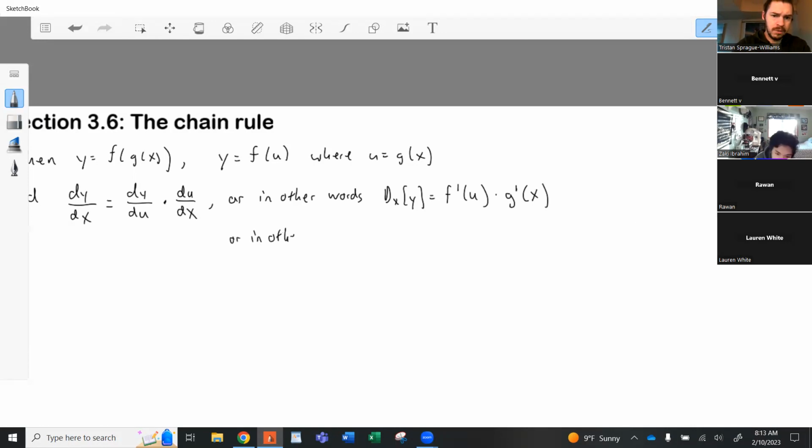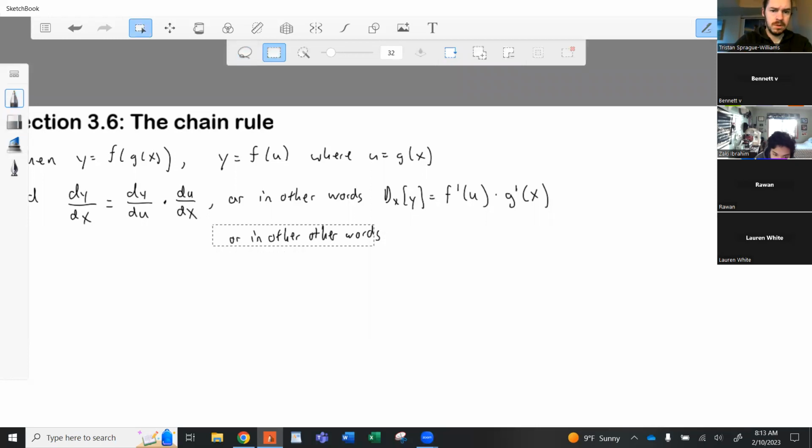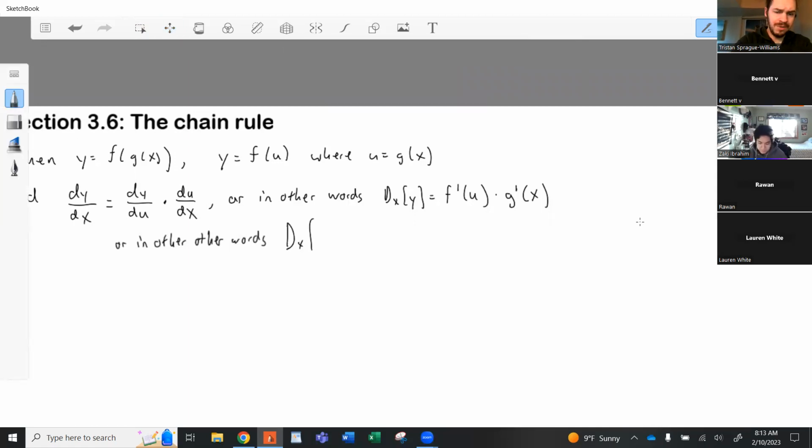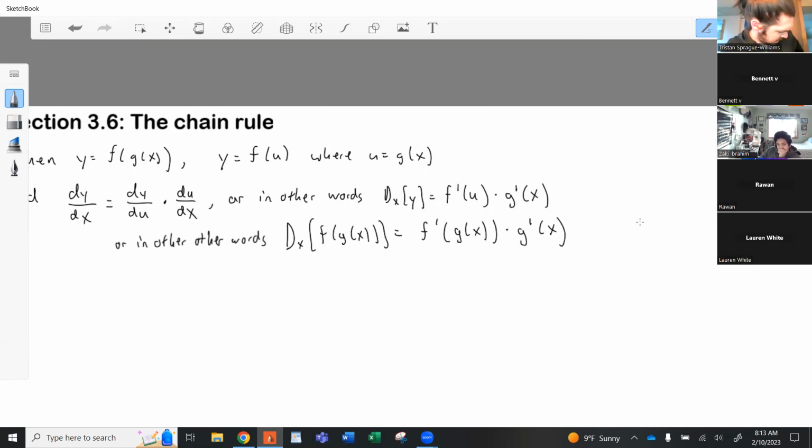Or in other words, let me give myself a bit more space. The derivative of a composition, f of g of x, is f prime of, and then instead of writing the u inside there, I could have written g of x, and then times g prime of x. And these are all different representations of the chain rule, just using slightly different notation. Okay, so we can sort of compare them.